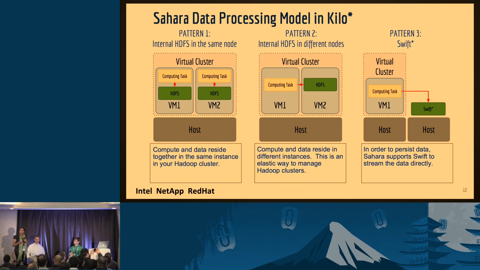What do we have pre-Liberty? What do we have in Kilo? Basically, there are three patterns that we support as of Kilo. In the first one, you have both your compute, your processing of the data, and the HDFS file system in the same VM. That's the first pattern. In the second one, the data processing can happen in one VM and the data itself, your Hadoop file system, could be in another VM or on bare metal, an external Hadoop file system. In the third pattern, you access the data through Swift. So there is driver access directly from your Hadoop file system to Swift. You can process it in a continuous fashion.